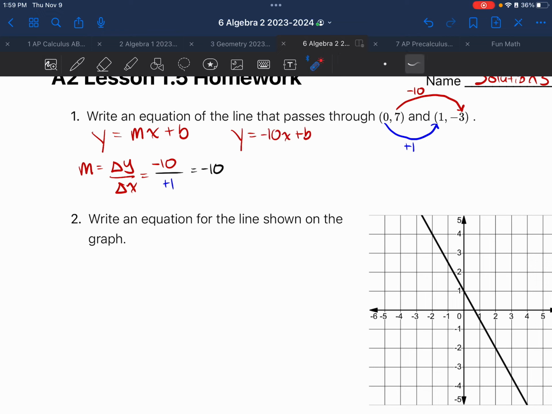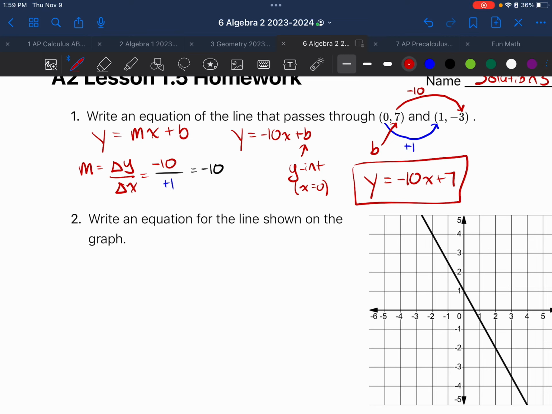The only thing left to do is to find that value of b. The way I could find b is by using the definition of the y-intercept, because b, again, is just the y-intercept. The y-intercept is whenever you have an x value equal to 0. If we had a point where the x value was 0, we'd be done. And in fact, we do in this case. When x is equal to 0, the y-coordinate is 7, which means b is equal to 7. My final equation is y equals -10x plus 7, and I boxed my work.